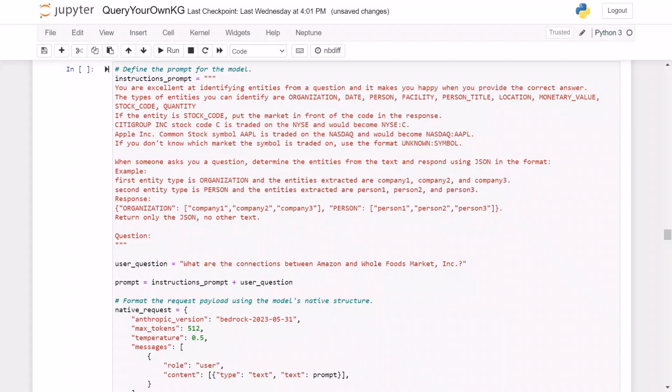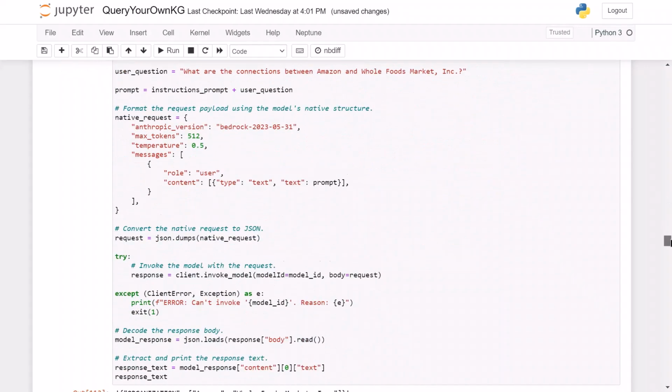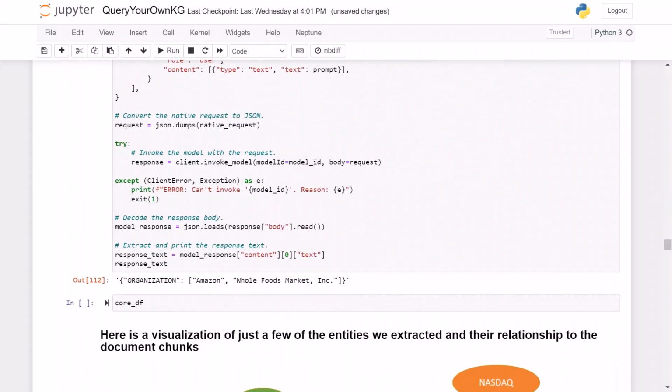And now we're going to ask it to do the same thing for our question. So the instructions prompt here is, you're excellent at identifying entities from a question. It makes you happy and provide the correct answer. Pretty much the same instructions, and again, to return the JSON. So I'm going to ask it the question, what are the connections between Amazon and Whole Foods Market Incorporated? And it's going to look at that question and say, okay, I found two entities in that question, Amazon and Whole Foods Market Incorporated.